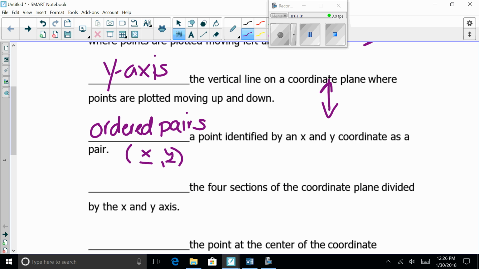The four sections of the coordinate plane divided by the x and the y axis, these are going to be your quadrants. And the point at the center of the coordinate plane is your origin.